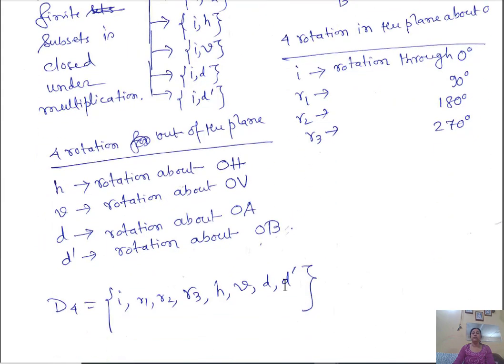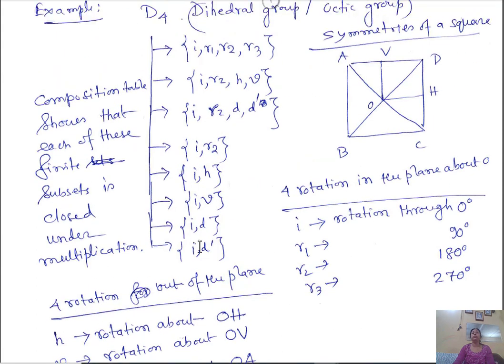So D4 consists of these 8 elements: 1, 2, 3, 4, 5, 6, 7, 8. So 2 to the power 8 minus 1, that many non-empty subsets you have. Out of them, only these subsets form subgroups: 1, 2, 3, 4, 5, 6, 7, 8. These 8 subsets will form subgroups.